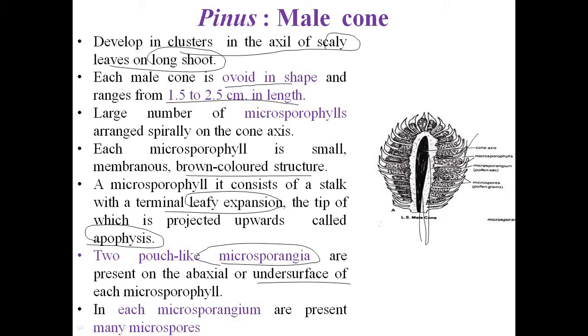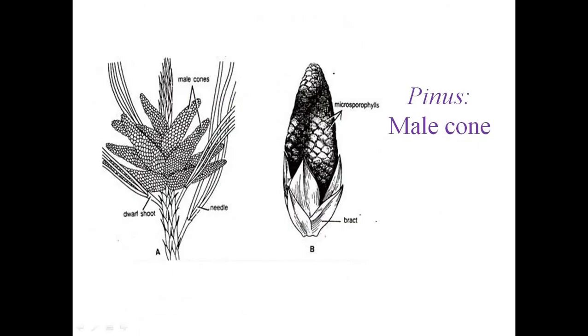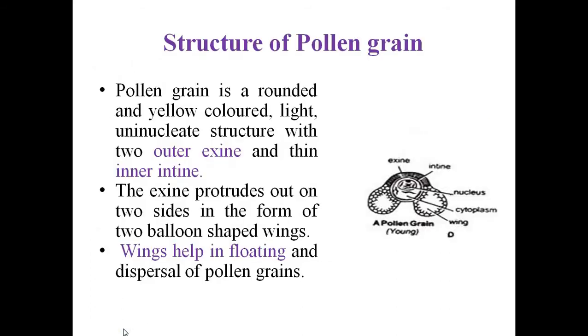So this is the microsporophyll, in which there is a microsporangium which bears the microspores, also called pollen grains. The peculiarity of Pinus pollen grains is that they are winged pollen grains. Here you can see how the cluster of male cones arises in the dwarf shoots of the Pinus branch, and the bract is there at the base of the microsporophyll.